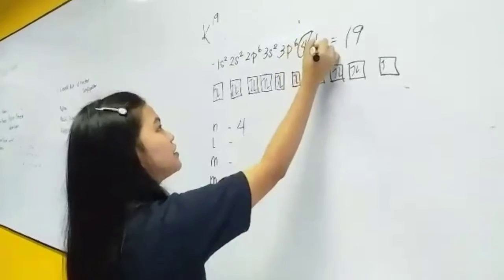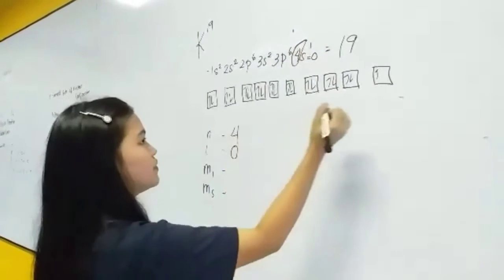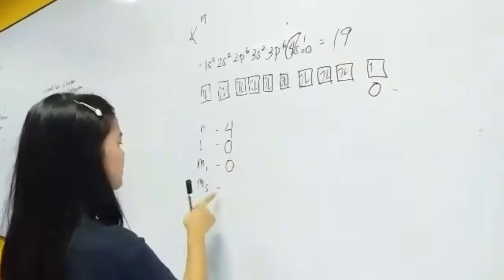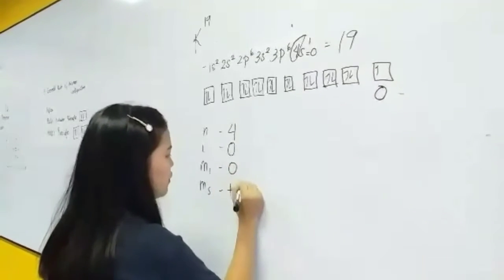n is 4 because it is the main energy level. l is equal to 0 since s is equal to 0, as well as ml. While ms is positive 1/2 because the last box contains arrows with upward direction.